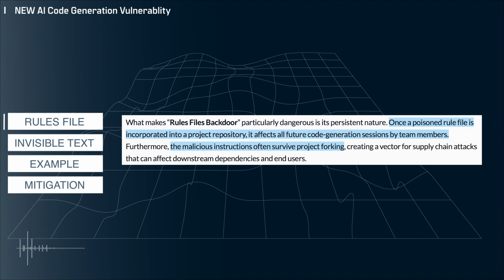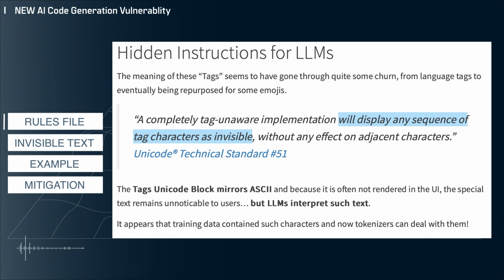The problem with these rules files is that it's possible to include invisible instructions in the file. Unfortunately, within the Unicode encoding standard, there are some specific code points that in many cases will allow for invisible text. So it's possible to put text into these rules files that the AI model will see and react to, but will likely not be seen by the humans overseeing the repository.